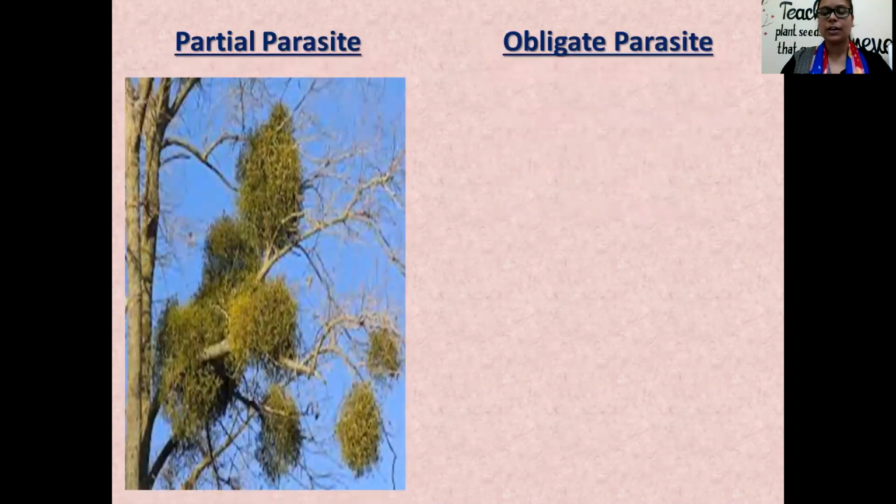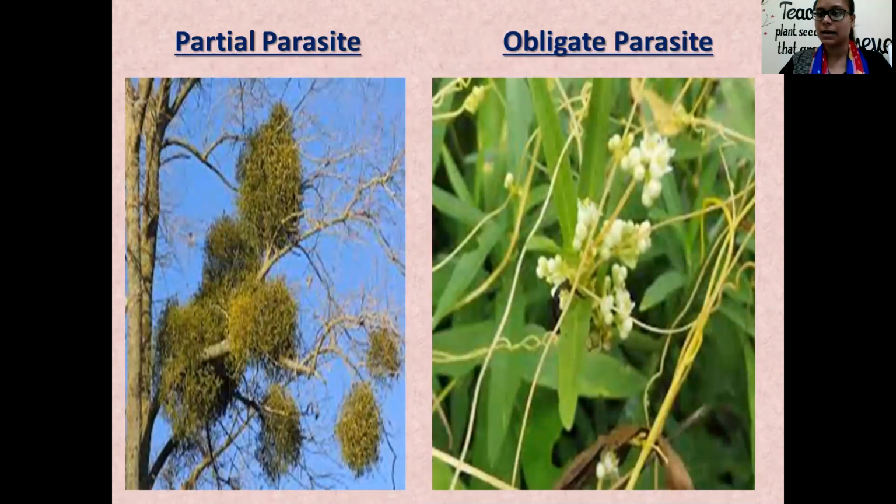Now, a partial parasite is shown here. This is the image of a mistletoe plant, and this is a Cuscuta plant. Okay. Now we'll study certain more peculiar features of parasites.